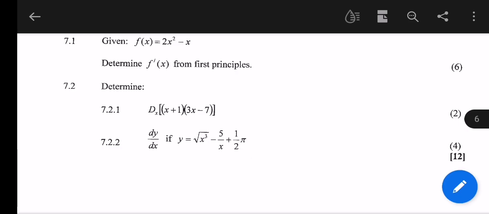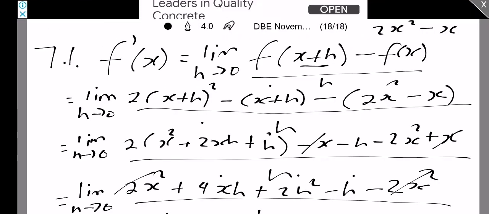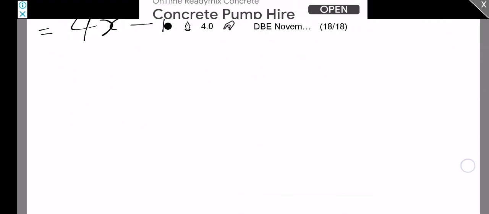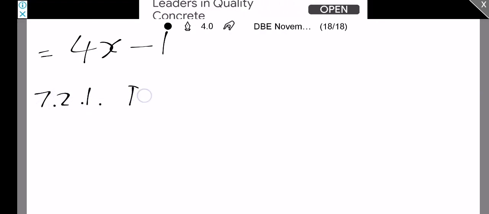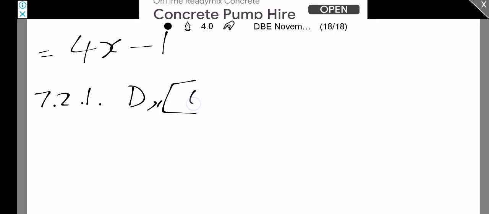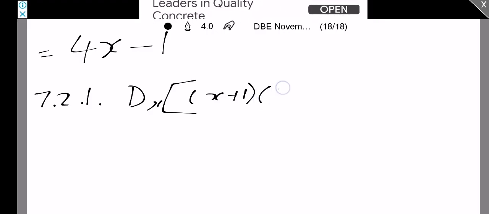Now, 7.2.1: determine the derivative with respect to x of whatever is inside that bracket, which is (x plus 1)(3x minus 7).